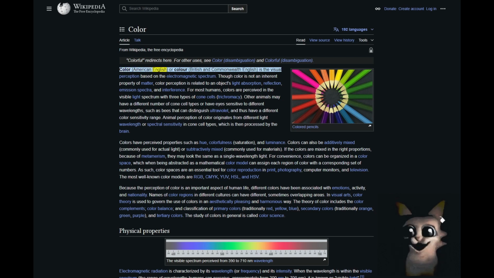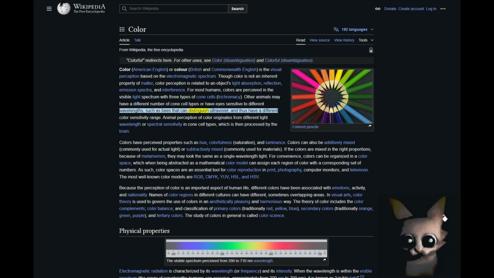Color, American English, or colour, British and Commonwealth English, is the visual perception based on the electromagnetic spectrum. Though color is not an inherent property of matter, color perception is related to an object's light absorption, reflection, emission spectra, and interference. For most humans, colors are perceived in the visible light spectrum with three types of cone cells, trichromacy.